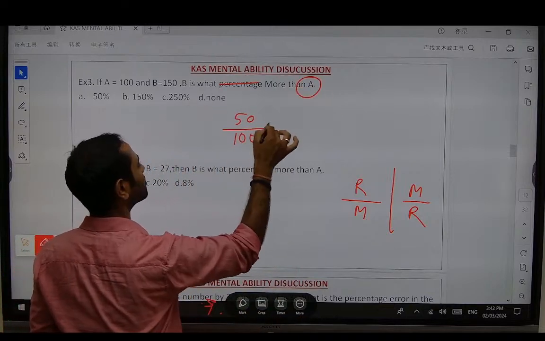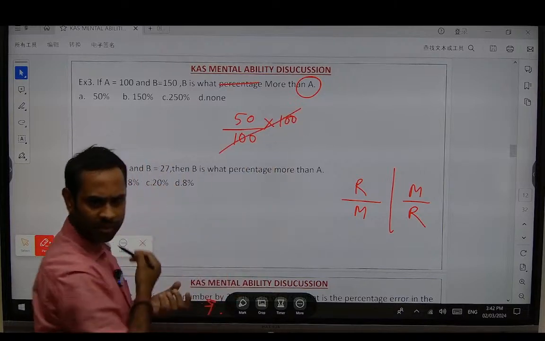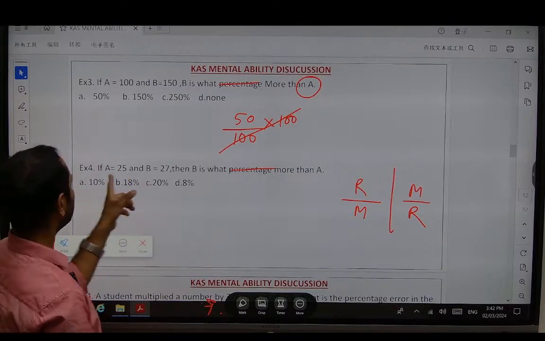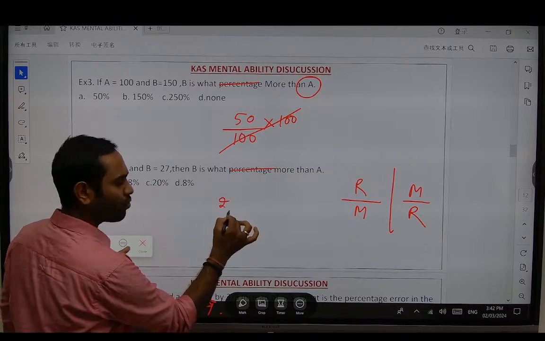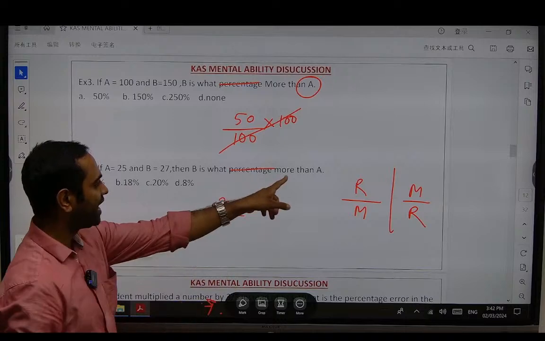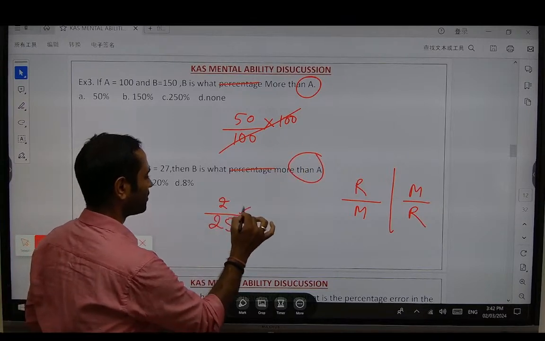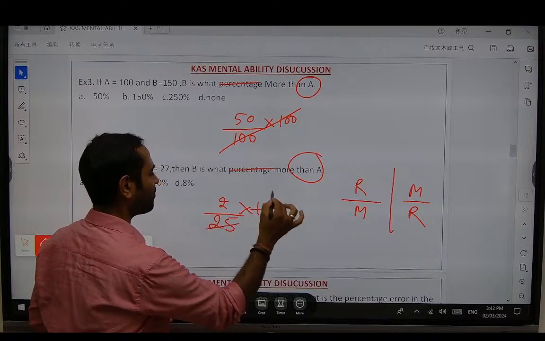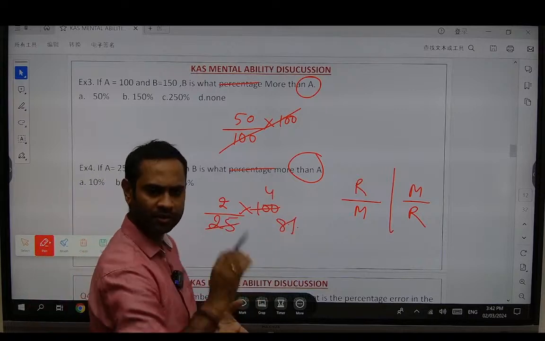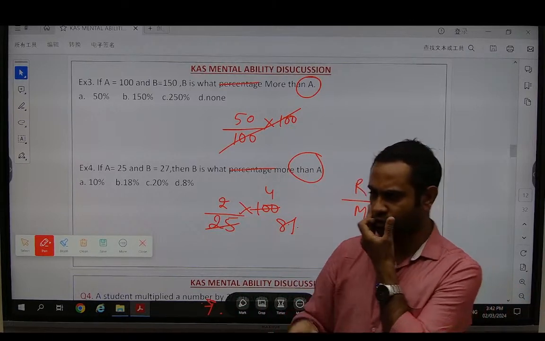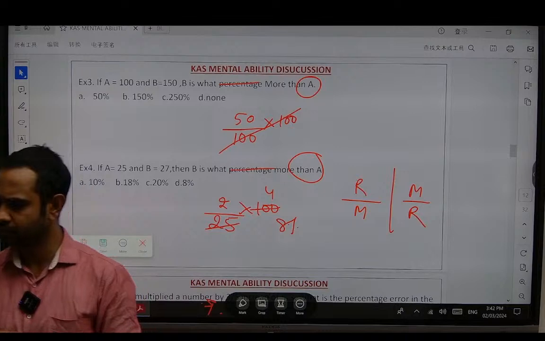Put it down into 100. That's how we will be able to calculate. Forget percentage. B is what value more than A? It is 2. B is getting compared with whom? A. Put A down into 100. 2 by 25 into 100, it is 8%. Simple, right? So whomever you are comparing, put them down, and you yourself keep it up.